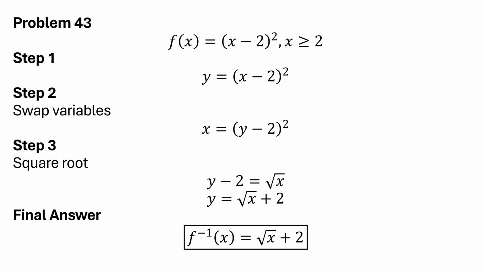Interchange x and y, then solve for y. Because the original domain restricts x to values greater than or equal to 2, we use the positive square root. The inverse is square root of x plus 2.